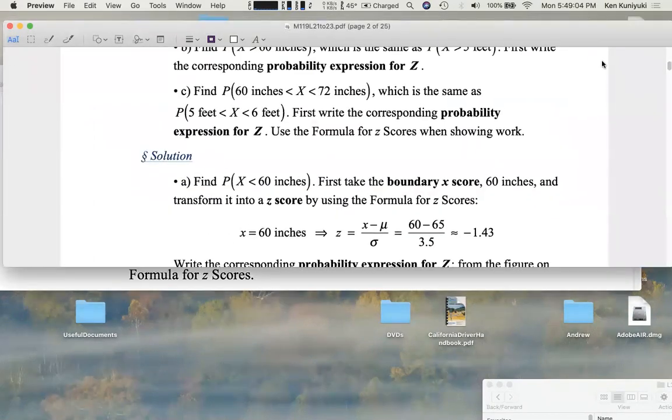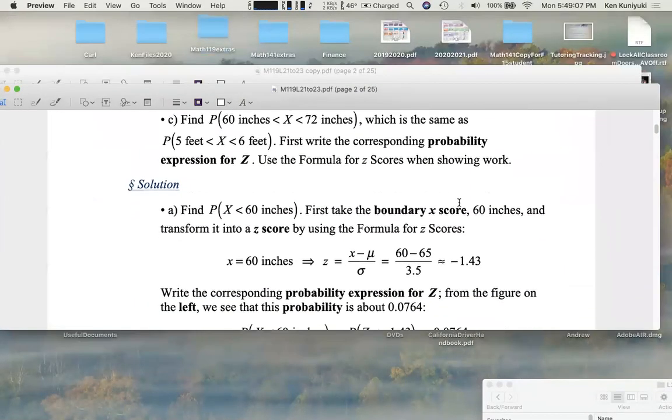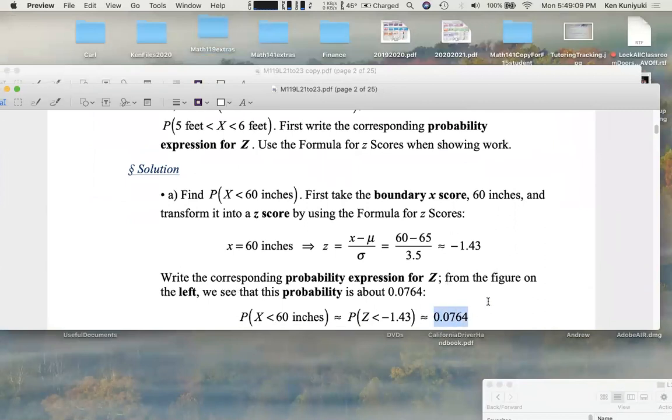Okay, so that is our answer, 0.0764. So there's about a 7.64% chance that this random adult American woman is shorter than 60 inches, or 5 feet.